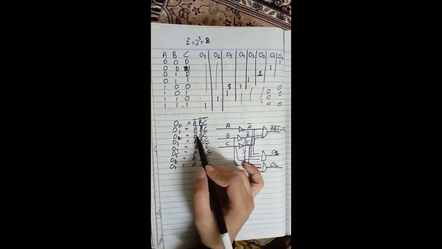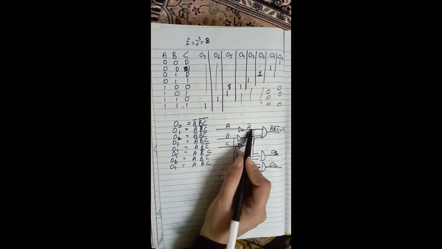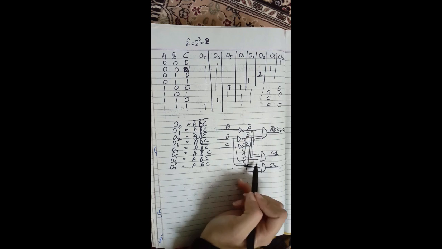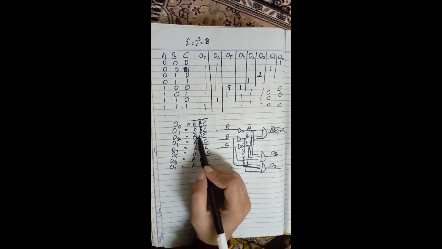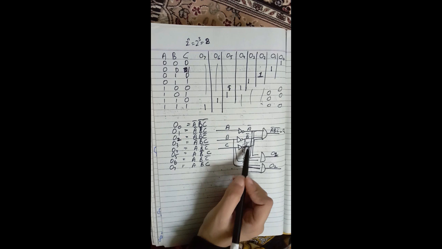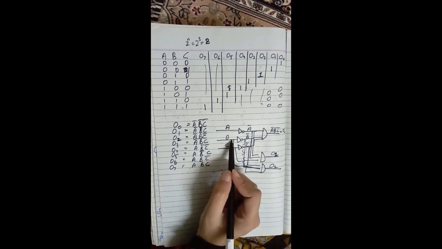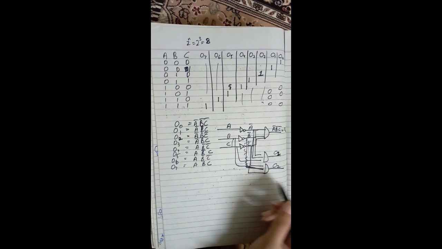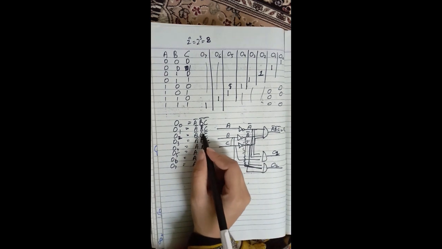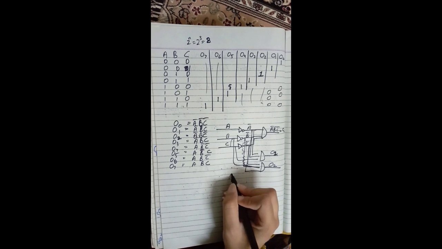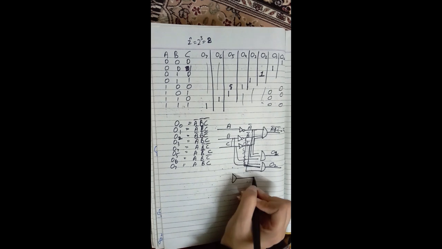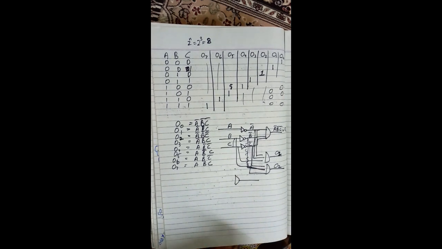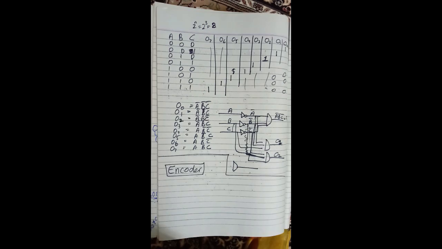In the same method you have to draw all the outputs. If we have A bar, you have to take the wire from the A bar, then the B, and for the C bar you will take the wire from the C bar, and for the B you have to take before the NOT gate the B, not the B bar, and connect them with the AND gate, as there is the AND gate in between. This is the symbol of the AND gate, and you will get your result, the output 1, 2, 3 or whatever it is. Now we will study the encoders.